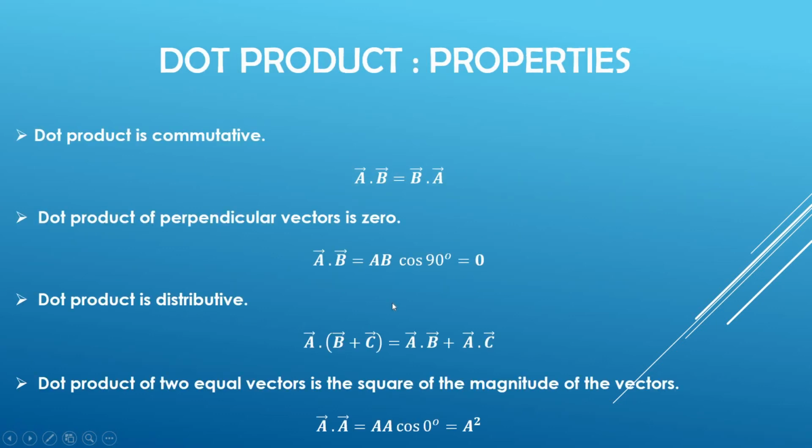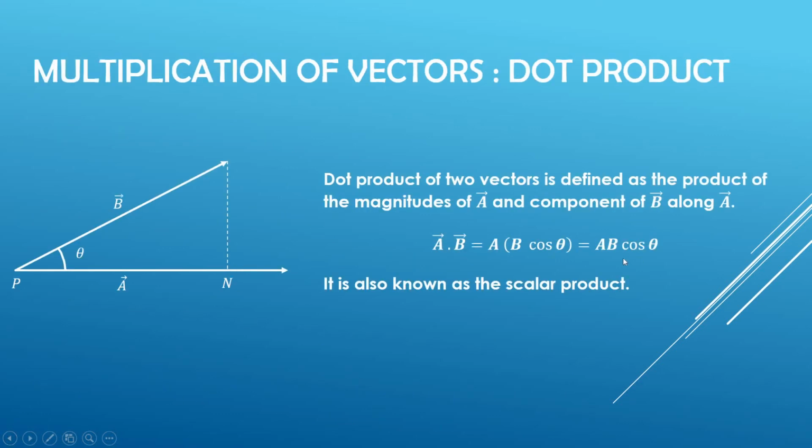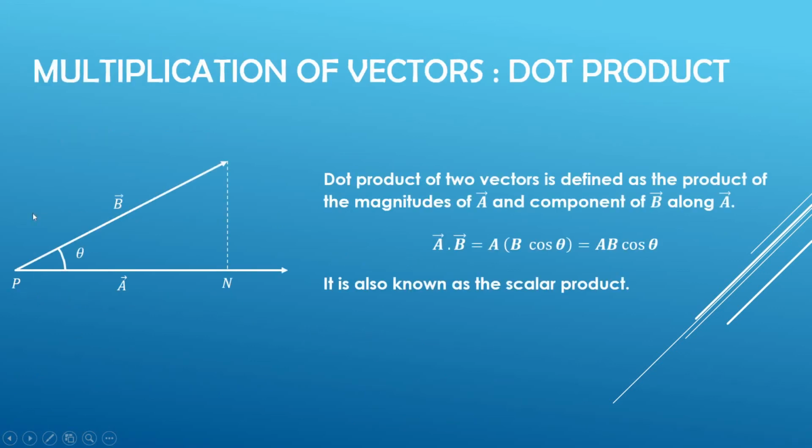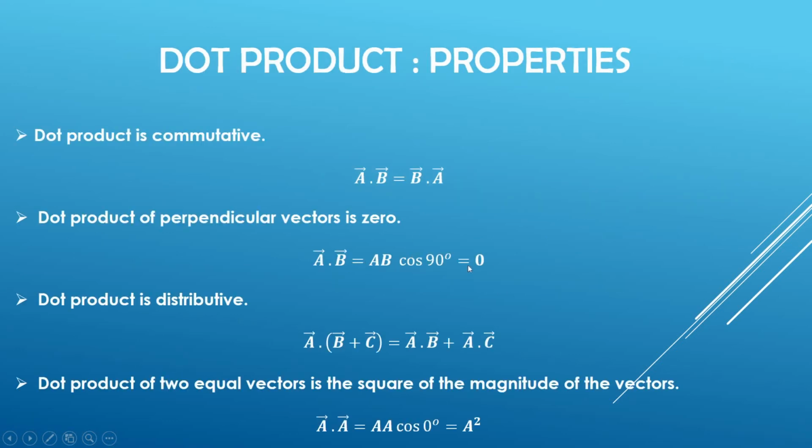Now there are certain properties that a dot product follows. The dot product is commutative, as I have already said: A vector dot B vector, commutative law, equals B vector dot A vector. Since it is a scalar quantity, it doesn't matter if I interchange these two, B vector, A vector, cos theta, it doesn't matter. The dot product of perpendicular vectors: suppose this B becomes perpendicular to A, that means theta equals 90 degrees, then this dot product equals 0.